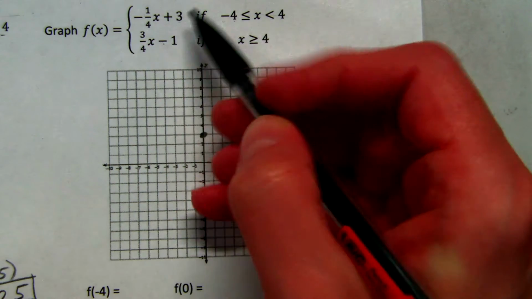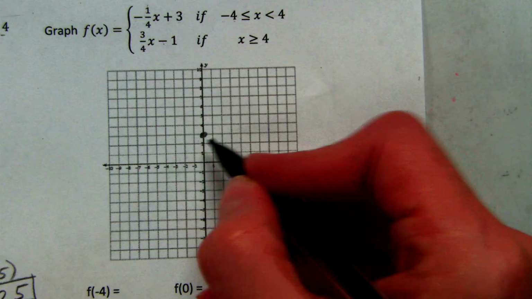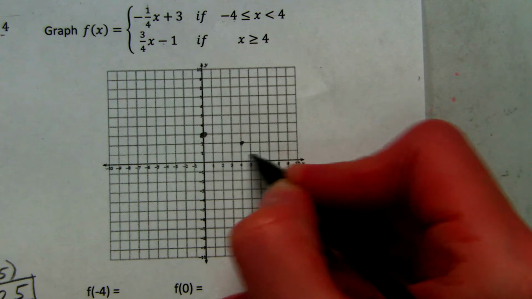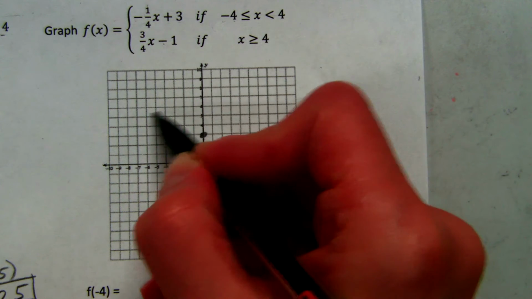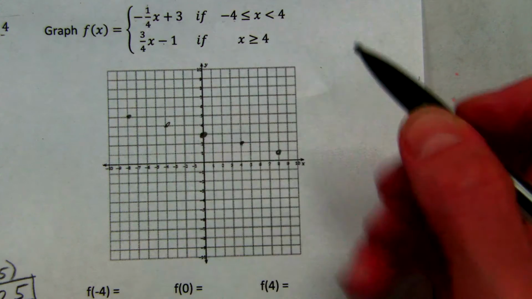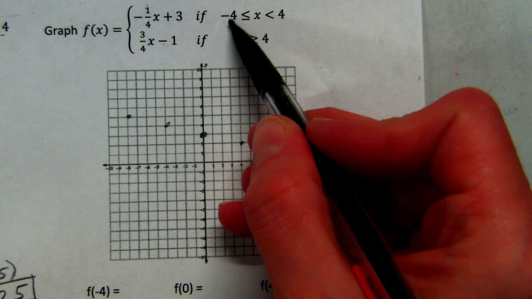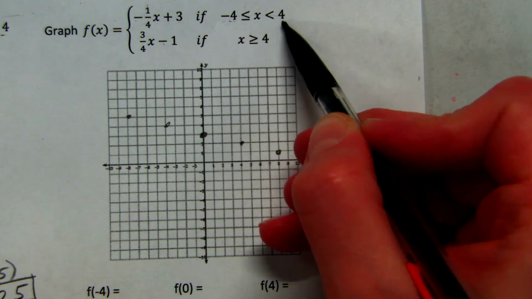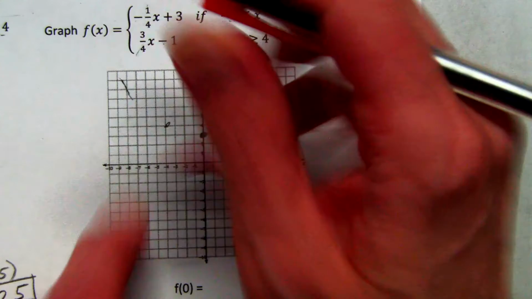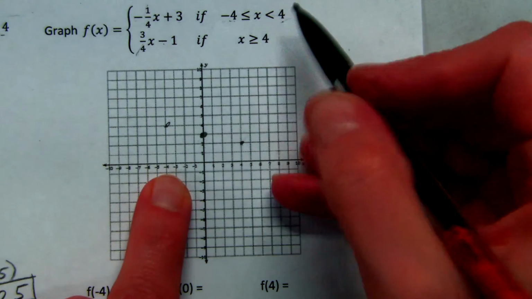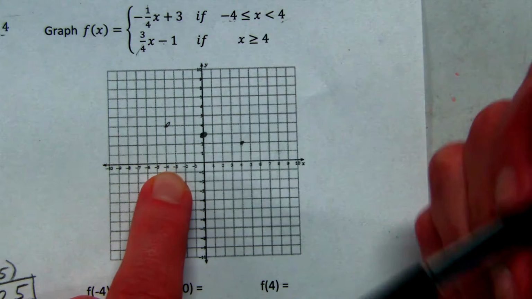I start at 3, my slope's negative 1/4, so down 1 over 4, down 1 over 4. And I can go up 1, back 4, up 1, back 4. I don't want to go too far because they only want from negative 4 to positive 4. So really, I didn't need these outside points on either end at all. I just need to figure out what my endpoints look like and fill it in.